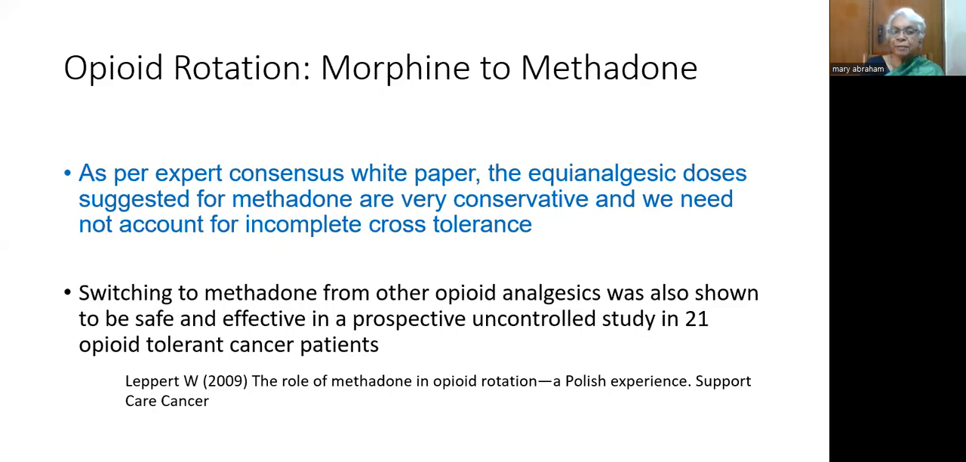Now, as per the expert consensus white paper, the equianalgesic doses for methadone are very conservative, and we need not account for incomplete cross tolerance. So we do not need to reduce the dose by 25 or 50%, like I mentioned earlier. That is usually done for fentanyl only. Next, please.